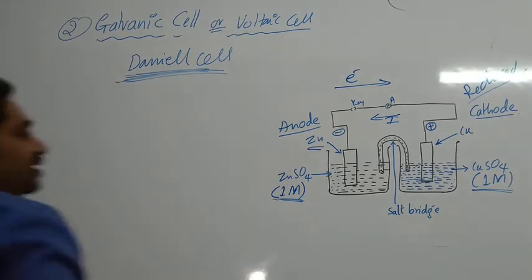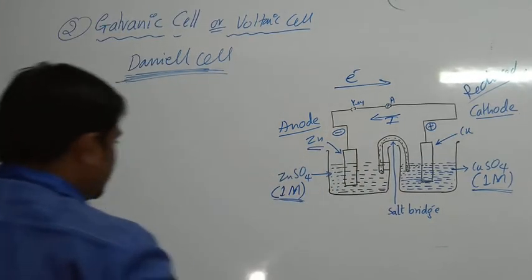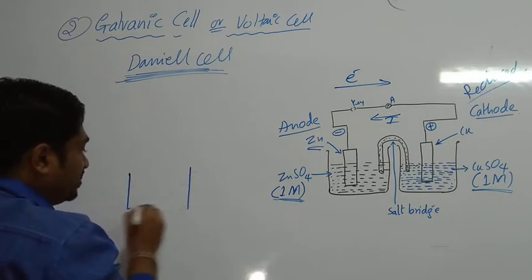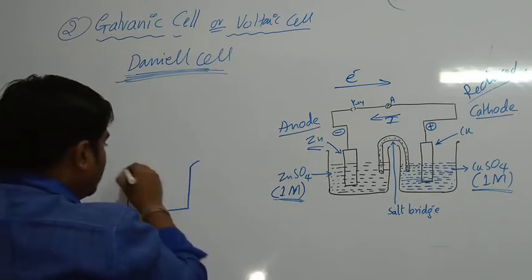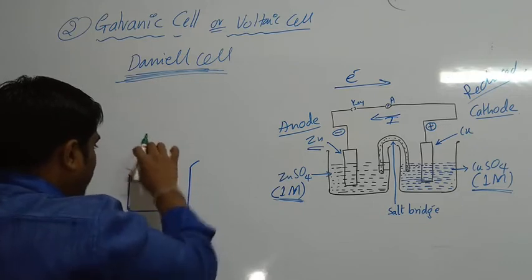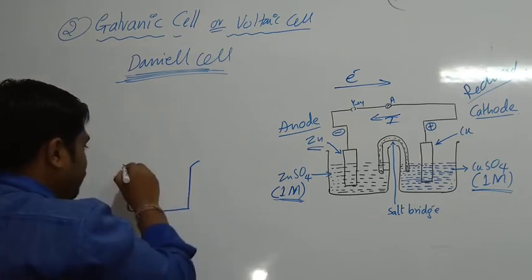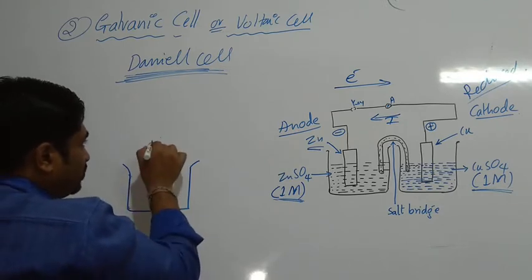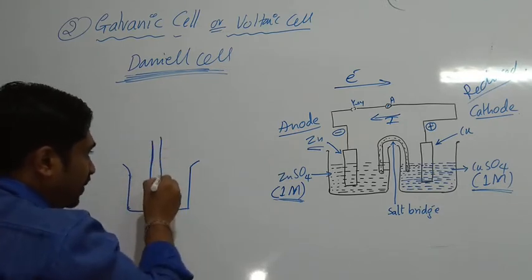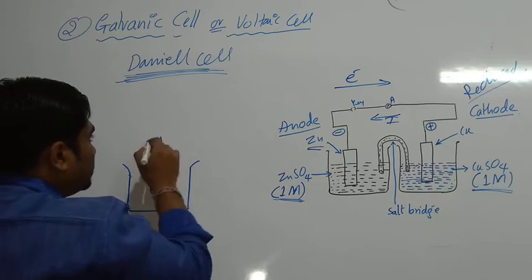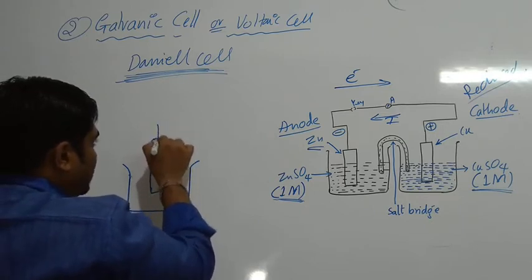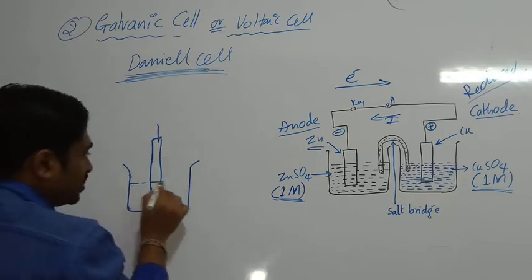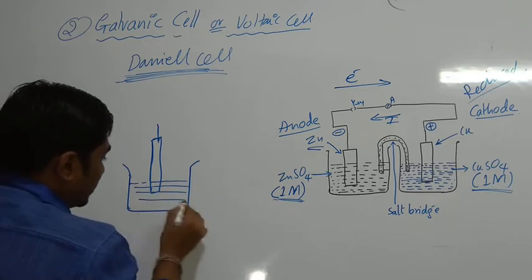See here, let us consider one of the two cells. Generally I will consider one electrode, the setup for an electrode. What do you mean by electrode? When a metal is placed in the solution of its own ions, it is called an electrode. So I will consider this as our electrode.